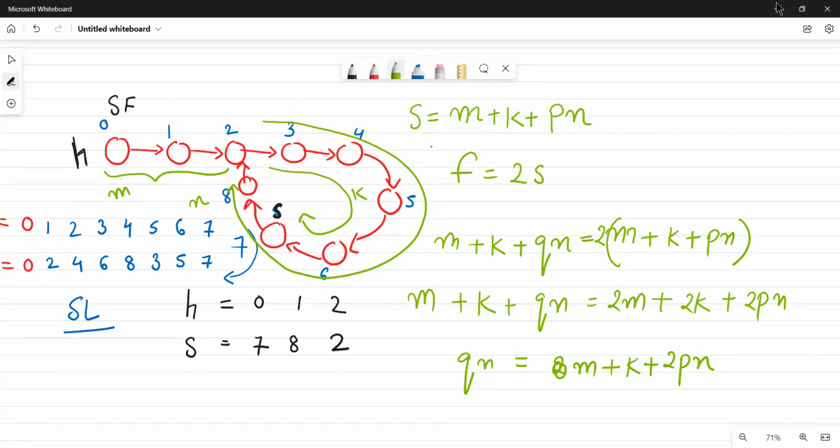Trying to make the relation of length of two nodes. Yeah, here what I'm trying to make, I'm just getting the value of M here. M, I'll get it as n(Q minus 2P) minus k.